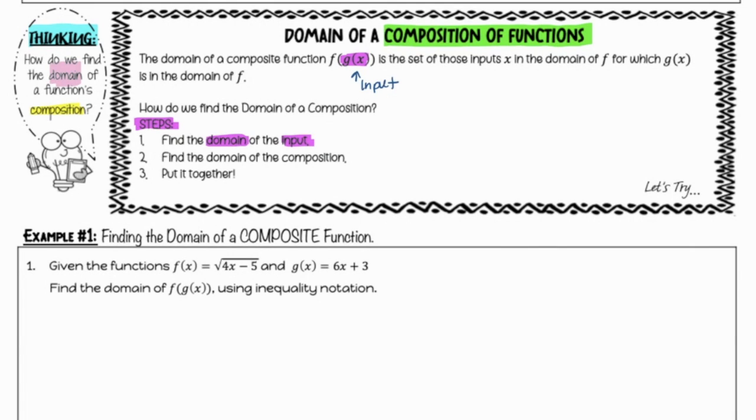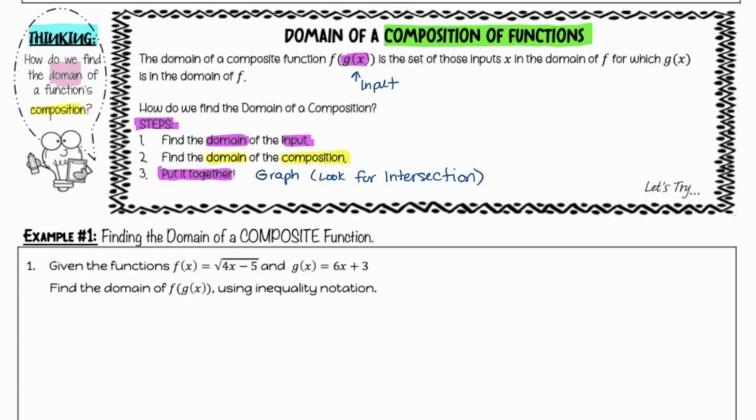The next thing we have to do is find the domain of the composition. So what we're going to do is actually perform the composition, get some output, and that output is what we're going to be looking to find the domain of. Once I do that, the last step is to put everything together. And by putting it together, what I mean is we're going to need to do some sort of quick graph to look for an intersection. It is very, very important to do step 1.